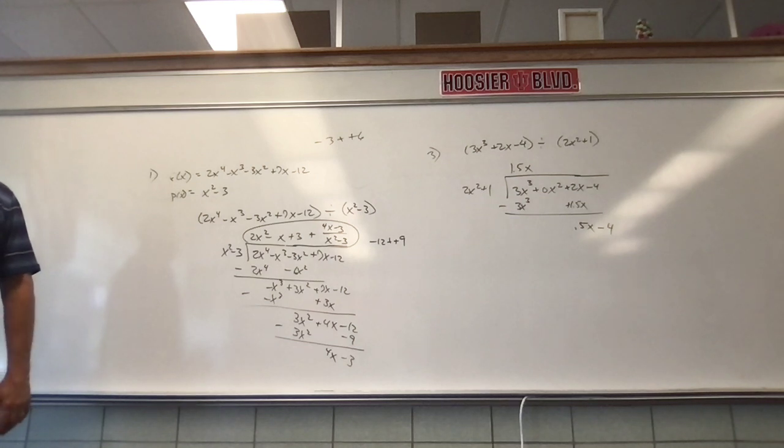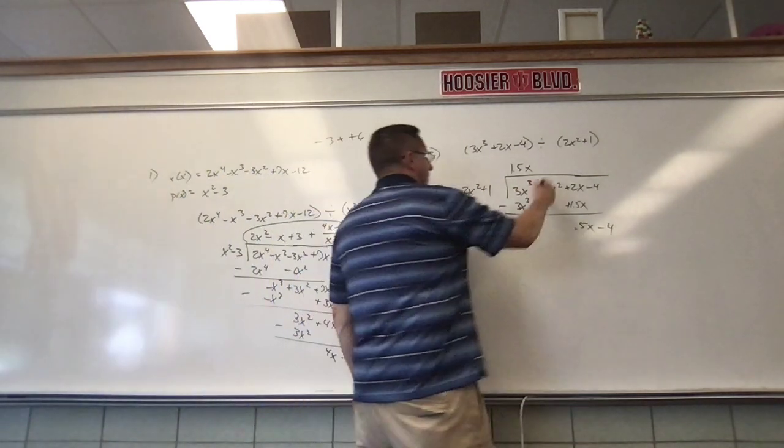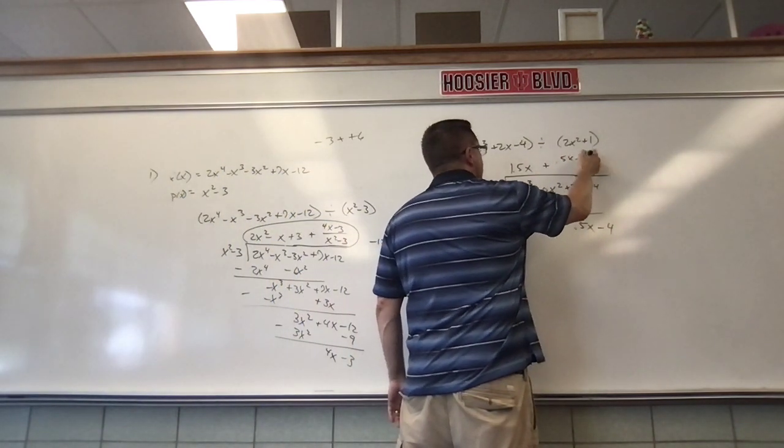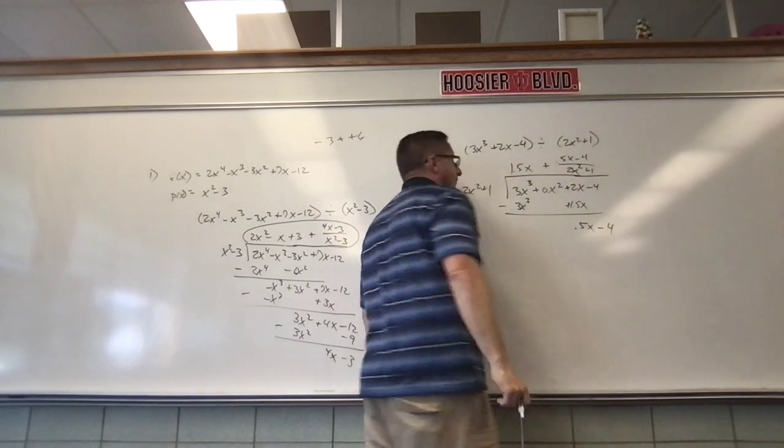Then we try to repeat it. How do you make 2x^2 into 0.5x? So the answer is 1.5x plus 0.5x minus 4 over 2x^2 plus 1.